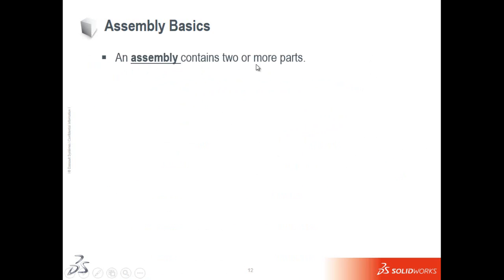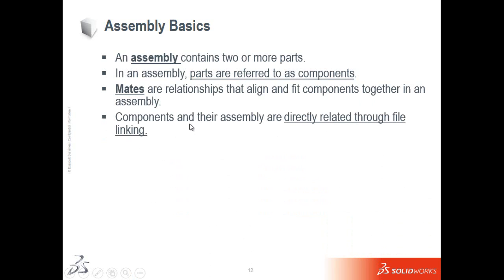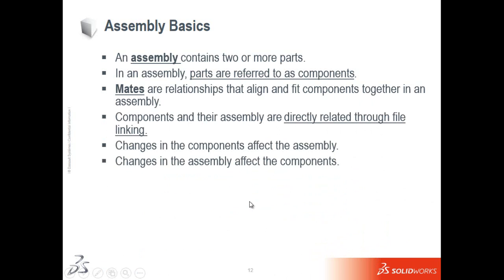An assembly contains two or more parts. In an assembly, parts are referred to as components. Mates are relationships that align and fit components together in an assembly. Components and their assembly are directly related through file linking. Changes in the components affect the assembly. Changes in the assembly affect the components.